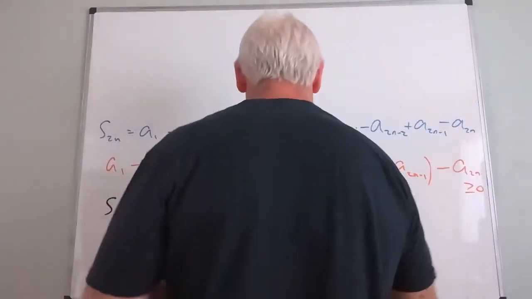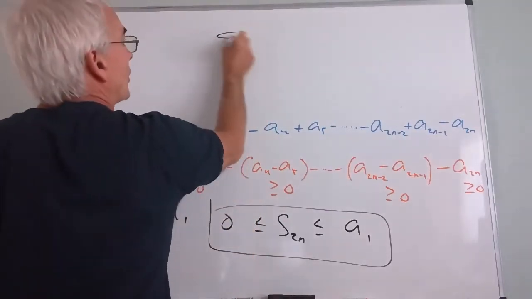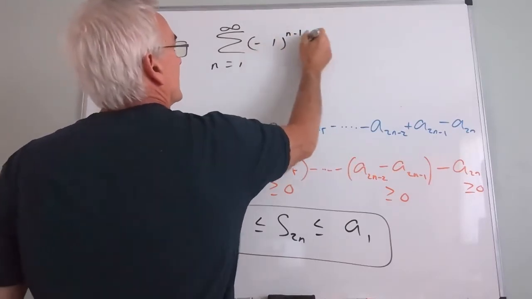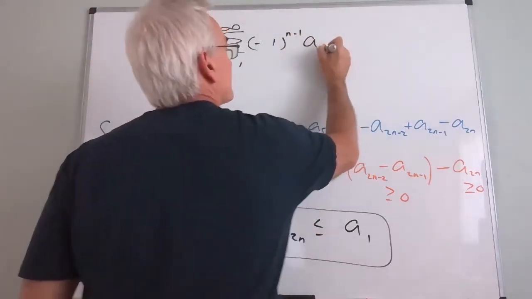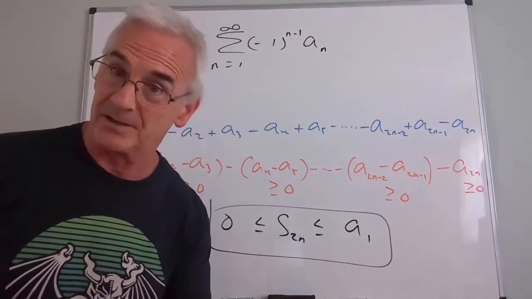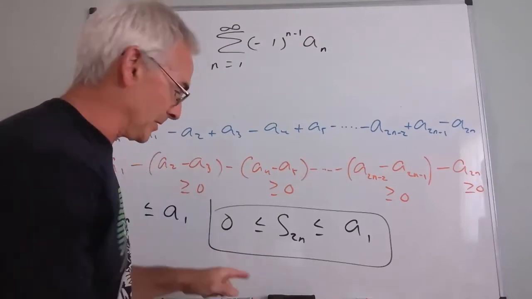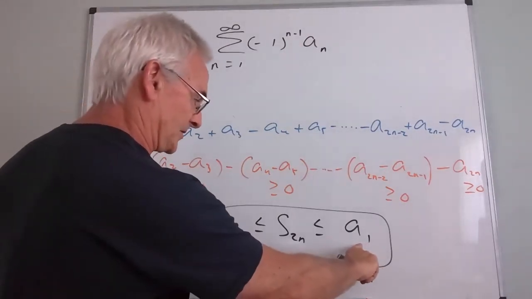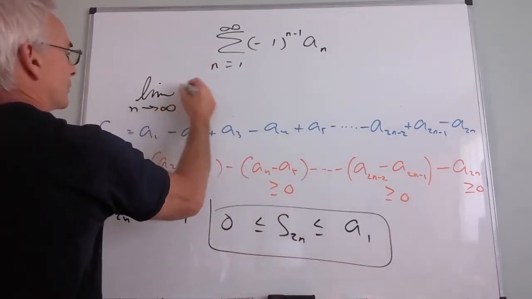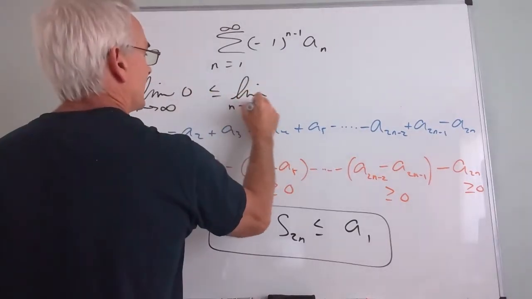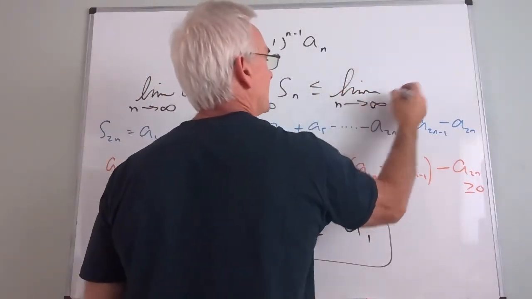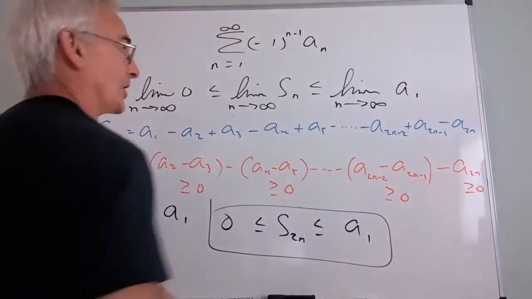And this is really cool. So my original series, which I'm going to start with a positive term, just to make it easier to explain. Oops, and this is the infinite sum. So remember, the infinite sum is the limit as n goes to infinity of the nth partial sum. But my nth partial sum is between two constants. So if I said the limit as n goes to infinity of 0 is less than or equal to the limit as n goes to infinity of Sn, and that's less than or equal to the limit as n goes to infinity of A1, that's just the squeeze theorem.